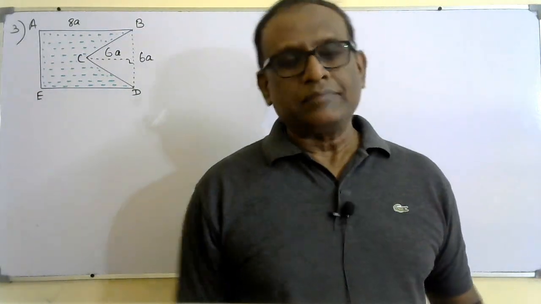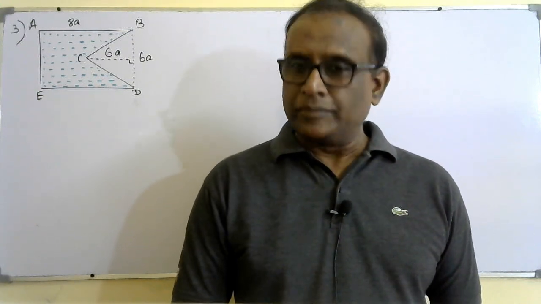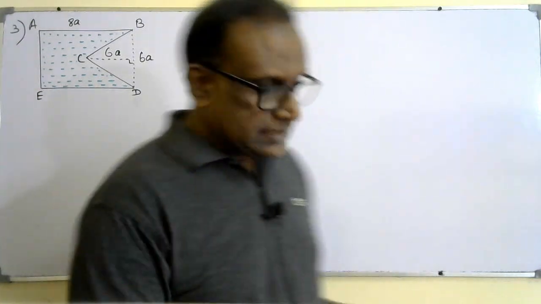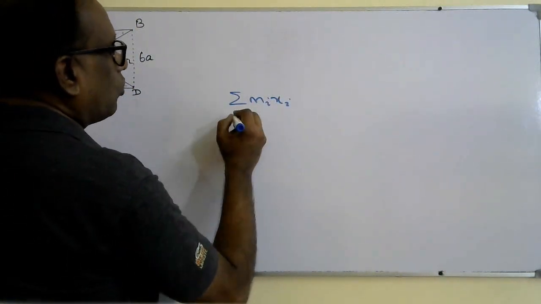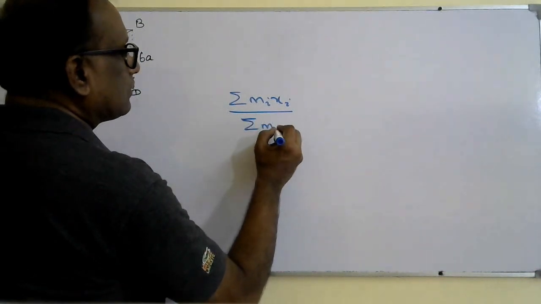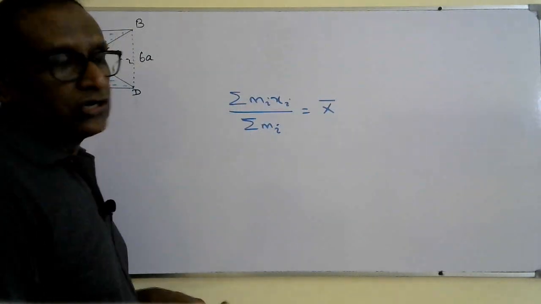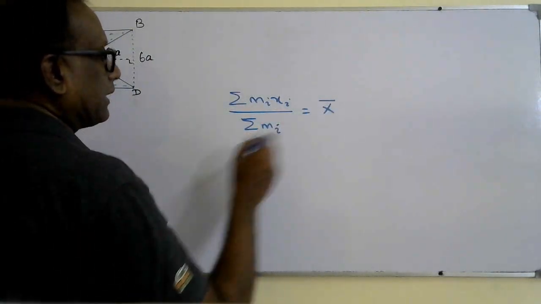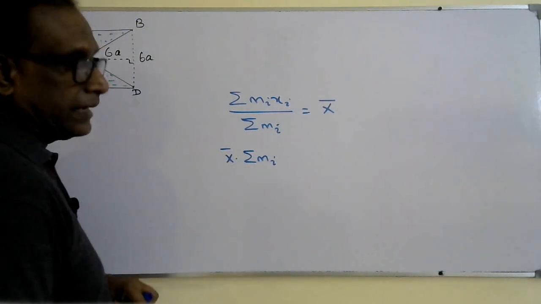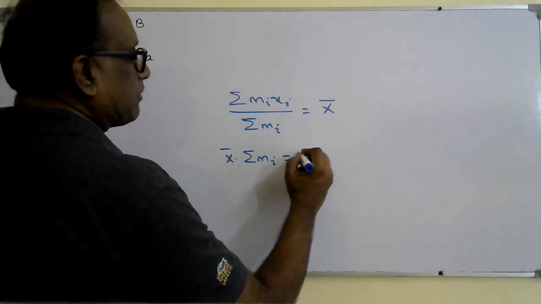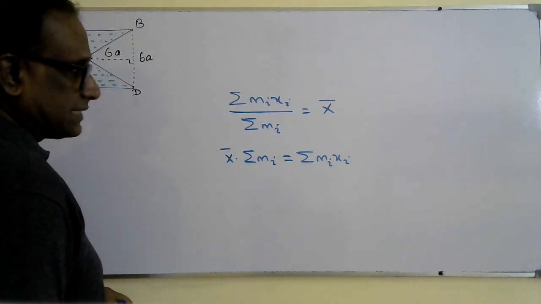Same theory: sigma mi xi over sigma mi is the center of mass from a particular line or point. If you cross multiply, x bar into sigma mi, which means the total mass of the lamina, is equal to sigma mi xi. So here is the idea I am going to take.